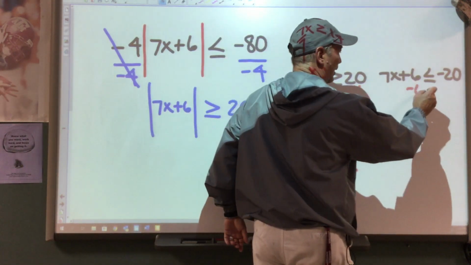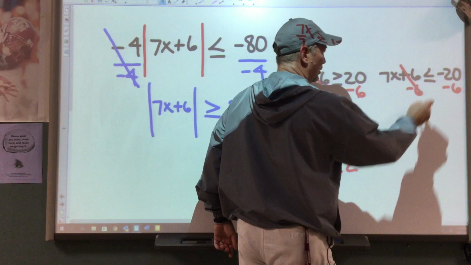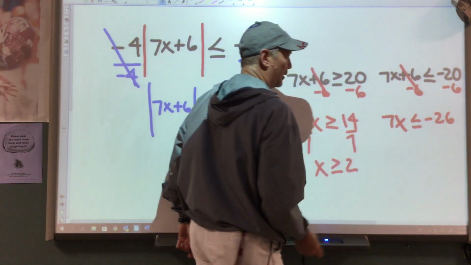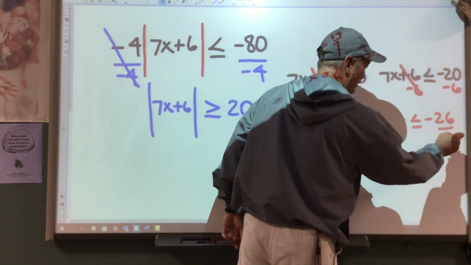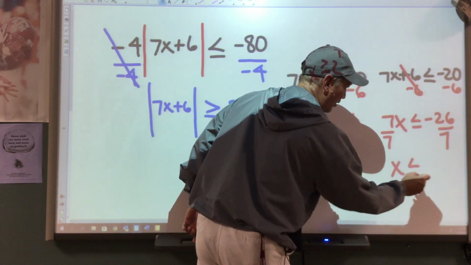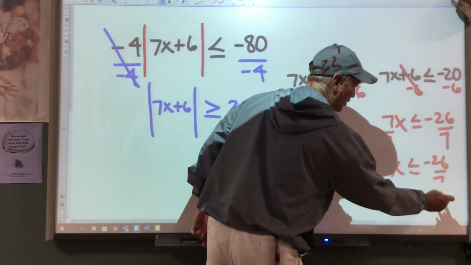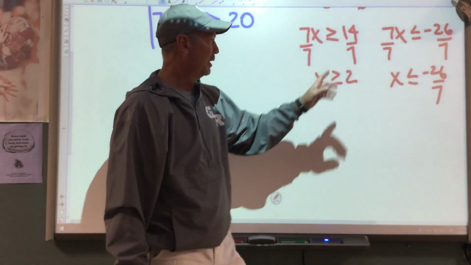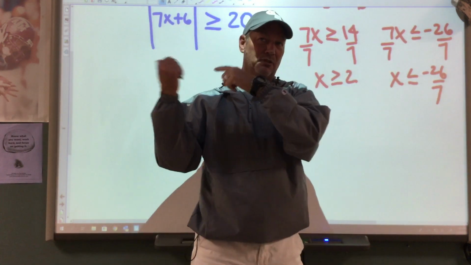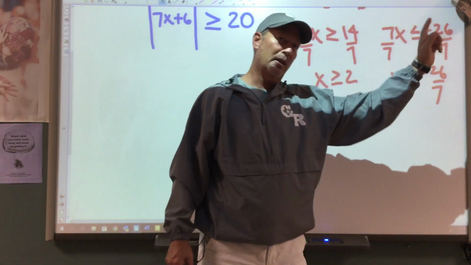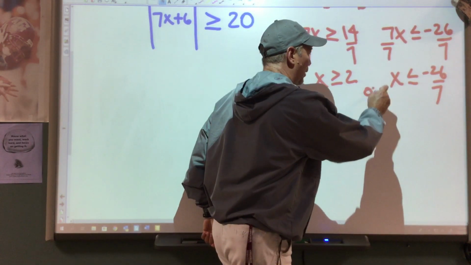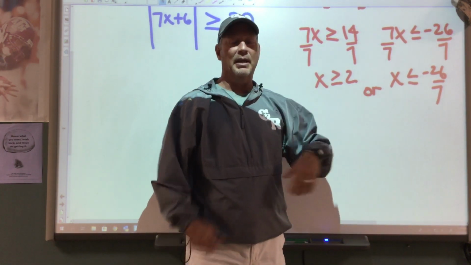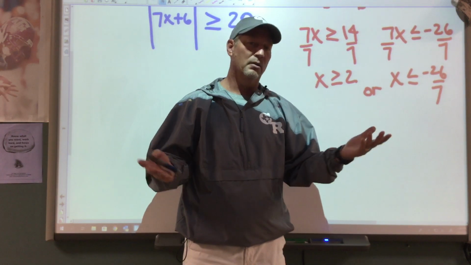Minus 6 cancels. I get 7x is less than or equal to negative 26. Divide by 7, divide by 7. I get x is less than or equal to negative 26 over 7. Those are my two answers. I'm going to be less than negative 26 over 7, because that means I'm getting smaller. I'm going to be bigger than 2, so I'm getting bigger. So this would be an "or" situation. But just like we talked about earlier, this will be easier when we talk about it on a number line. And once we show it on a number line tomorrow, you're going to say, oh, okay, makes sense.